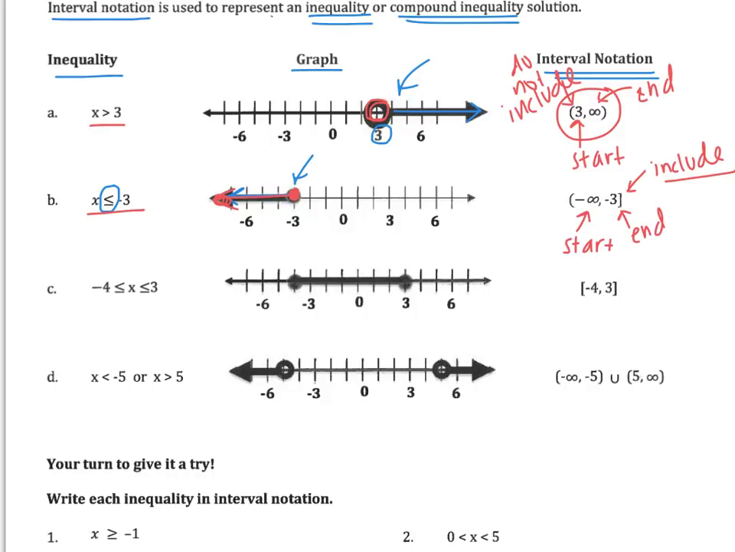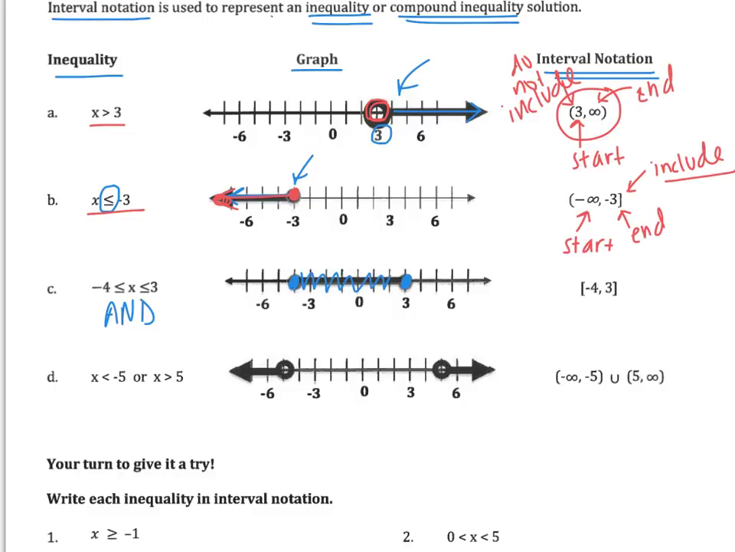Now, infinity is not a number, so it doesn't make sense to say we're including infinity or we're not including infinity. So infinity will always have a parenthesis. I know this is confusing, but we're going to look at a few more examples to help us understand this concept. If we look at example C, this is an and inequality, if you remember. This is saying that x is between negative 4 and 3. Looking at the graph, we're going to notice at negative 4 there's a closed circle, at 3 there's a closed circle, and we're shading everything in between.